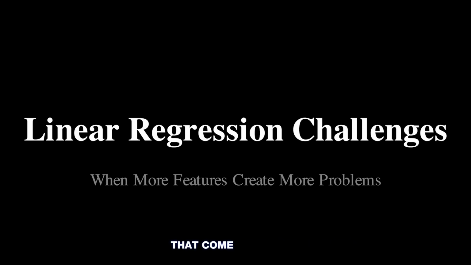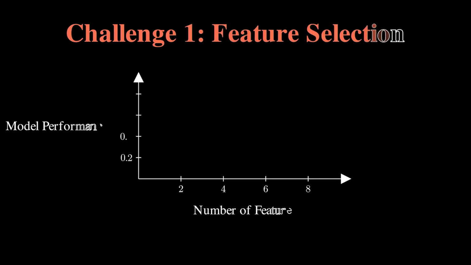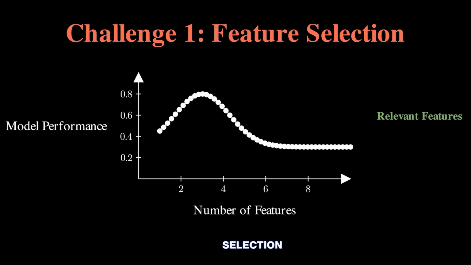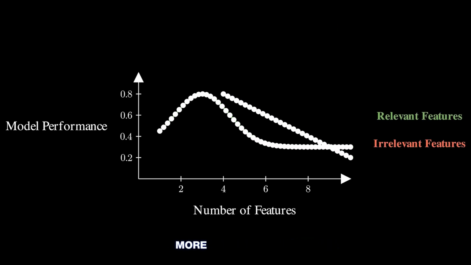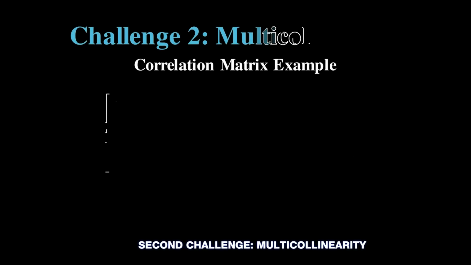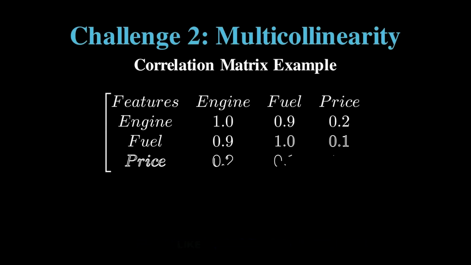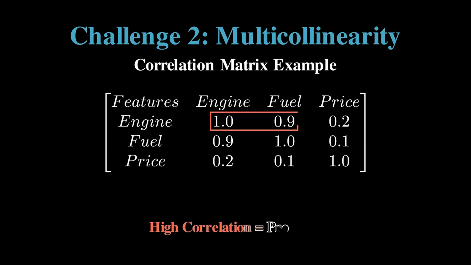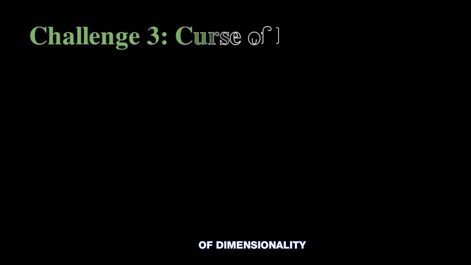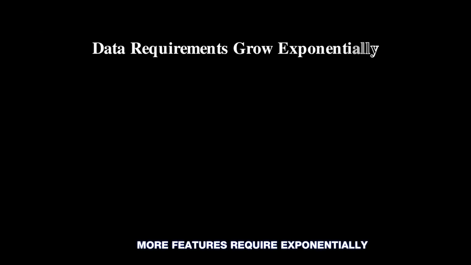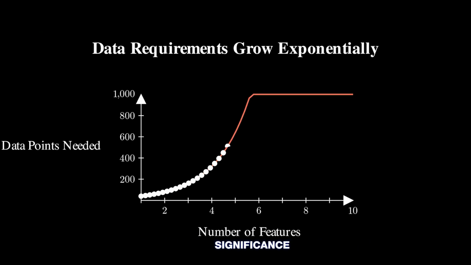Now that we see models can handle many variables, let's talk about the challenges that come with adding too many. First challenge: feature selection. Adding irrelevant features can decrease performance through overfitting. More isn't always better. Second challenge: multicollinearity. When features are highly correlated, like engine size and fuel consumption, coefficients become unreliable. Third challenge: the curse of dimensionality. More features require exponentially more data to maintain statistical significance.